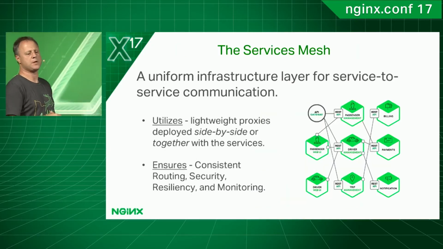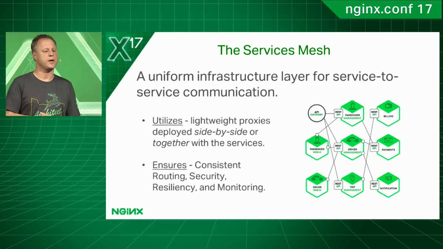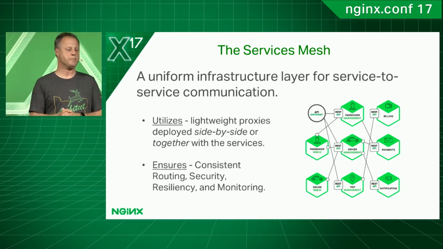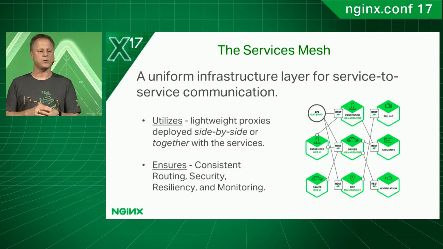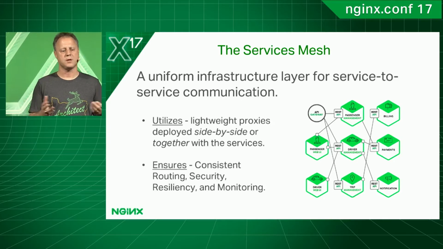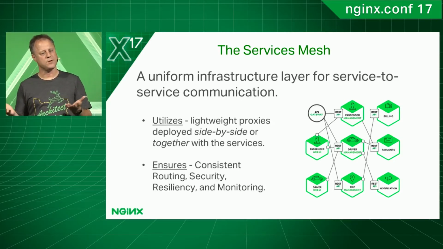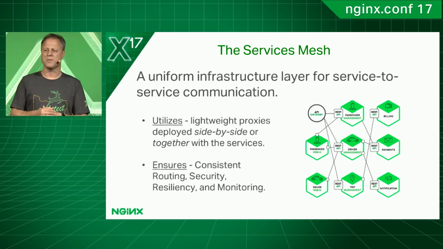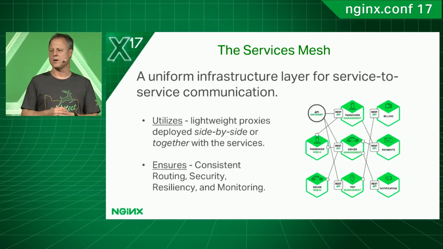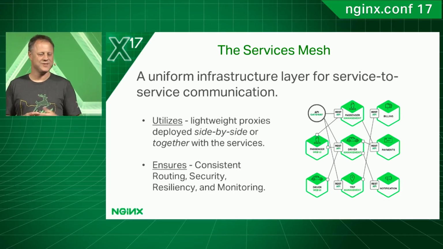So what is the services mesh? Services mesh is a uniform infrastructure layer for service-to-service communication. It utilizes lightweight proxies, and it can be deployed typically in 2 flavors. It may be deployed as a side-by-side with the application. And if you look at this diagram, it may look familiar to you, as it is our reference architecture, Dai by Christensen, who I see him here in the first row.